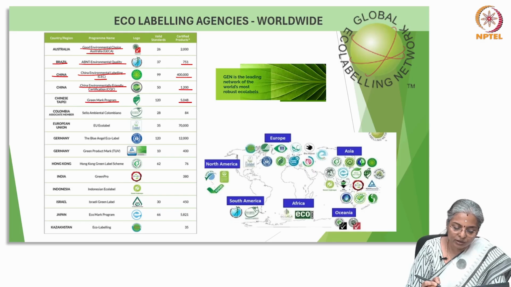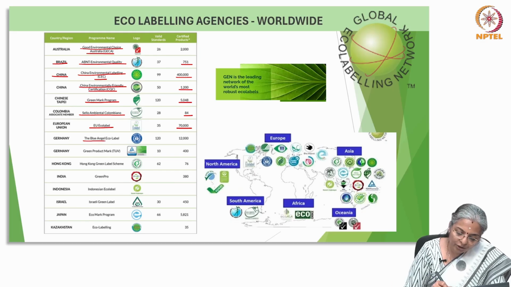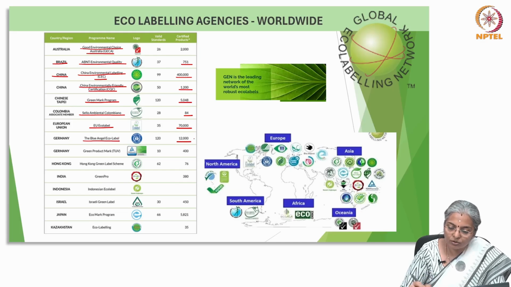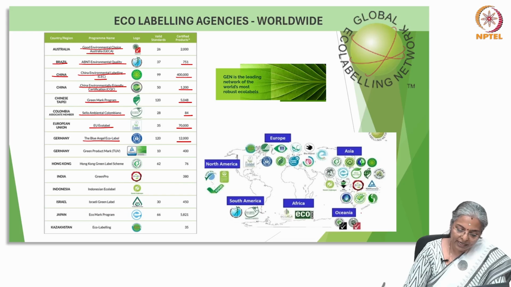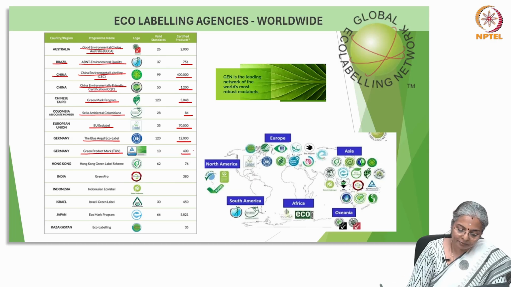Colombia, which is an associate member, has Celo Ambiental Colombiano, which has 84 products. The European Union has EU Eco Label, which has 70,000 products certified by it. Germany, as I already told you, the Blue Angel Eco Label has 12,000 products endorsed by it. Germany also has Green Product Mark, which has about 400 products.